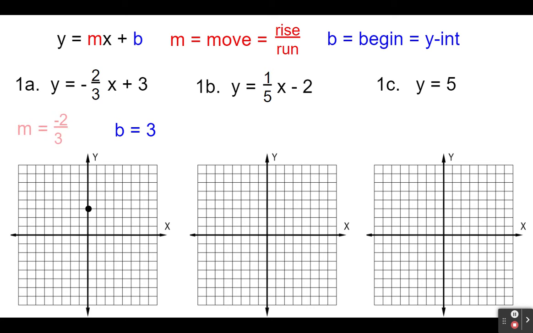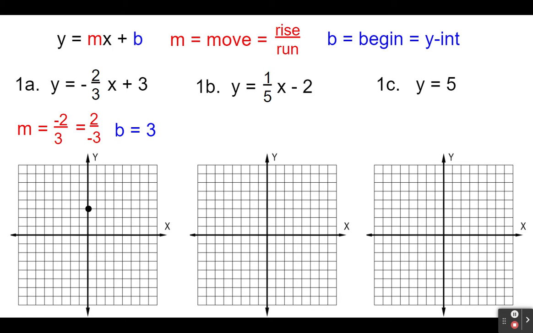Then if our slope is negative 2/3, we can rise and run with that fraction, or you can also rise and run with the fraction 2 over negative 3. Keep in mind that negative only has one job. It can go with the numerator or the denominator, but it cannot go with both.